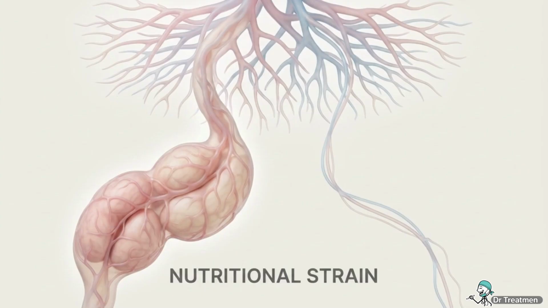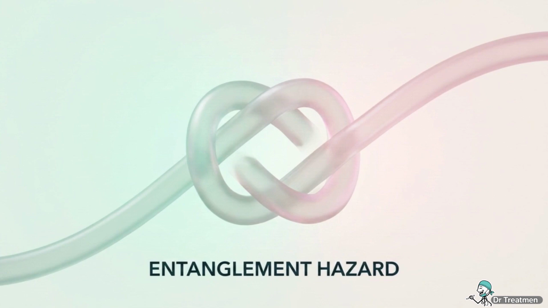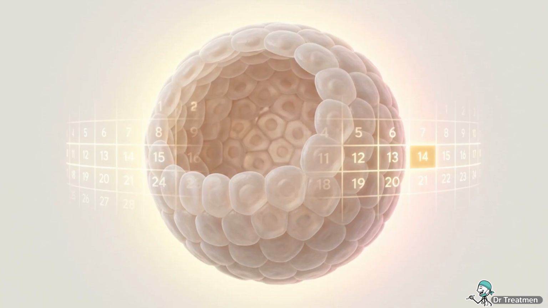These critical factors, resource competition, the shared blood supply, and overall cord safety, are all determined by a biological arrangement fixed within the first 14 days of development.